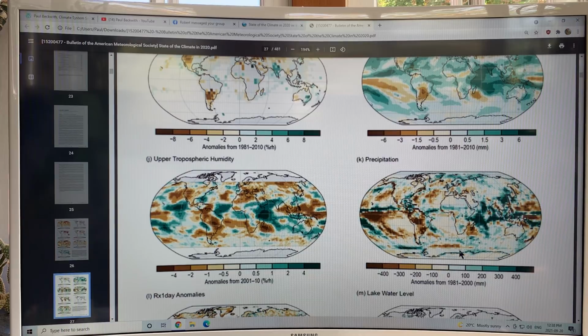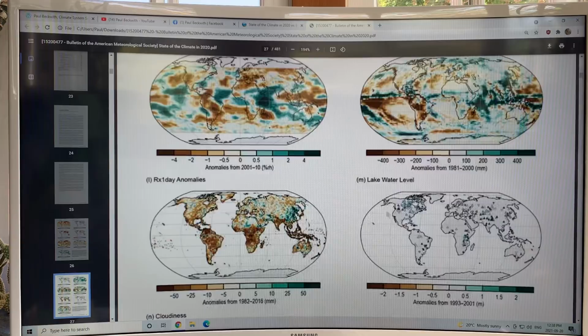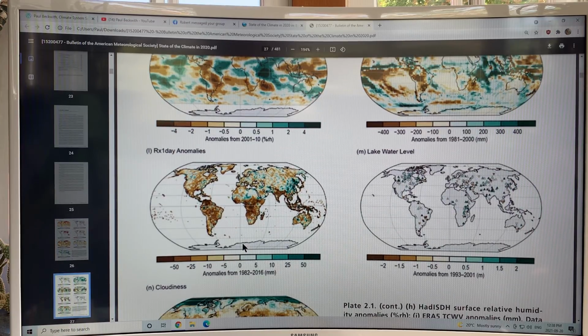This is precipitation. These are anomalies in millimeters, and you can see these areas are getting more precipitation and these areas are getting less. And these are significant amounts, 100, 200, this scale is in hundreds of millimeters. But you can't really say that precipitation overall globally is increasing or decreasing. It's breaking out into different regional effects, but the overall total isn't significantly changing, as I talked about in the last video. These are rainfall anomalies in one day.